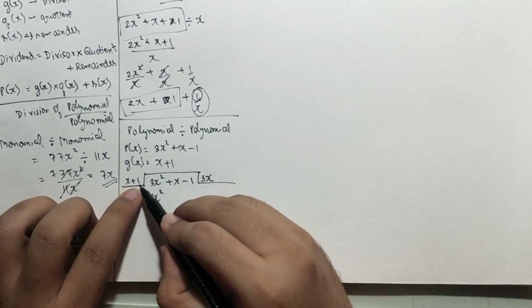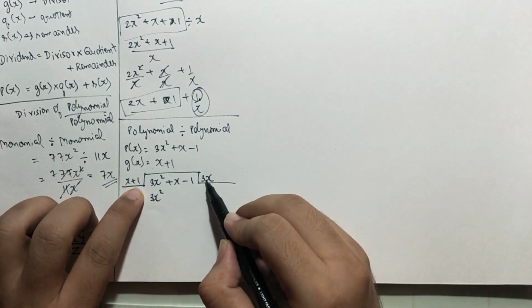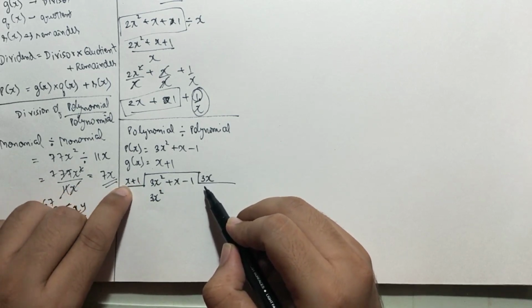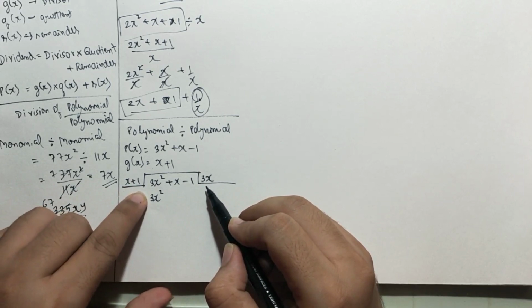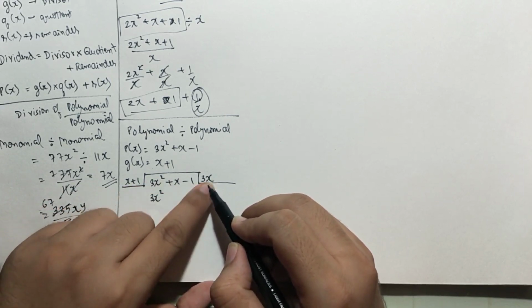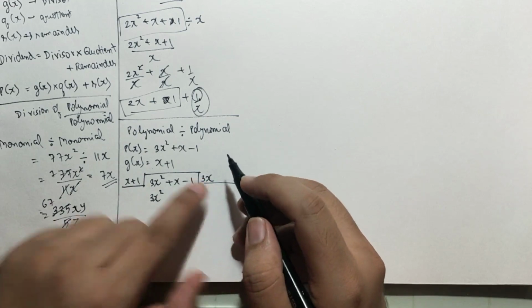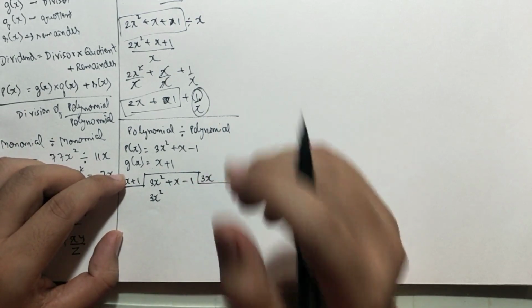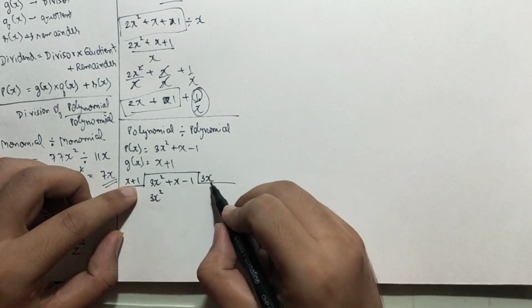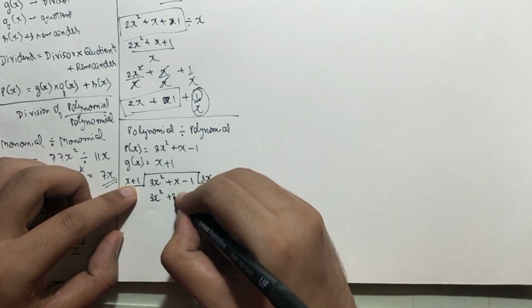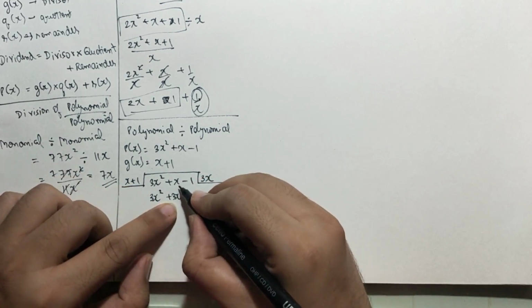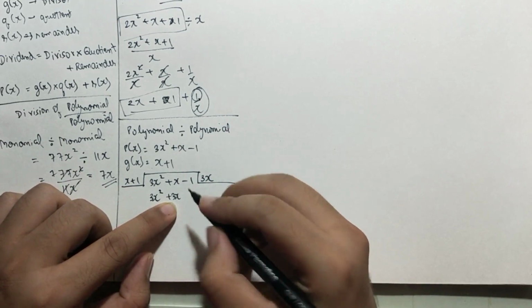But here there was a second term also. This plus 1 term also should be multiplied by 3x, because this term 3x cannot be multiplied with only one term. It has to multiply with all the terms in the divisor. So this 1 will also get multiplied by 3x. 1 into 3x is positive 3x. The term which you get after multiplying the second term with the quotient, always remember to keep below the like term. 3x was a like term of x, so I have kept this below x.